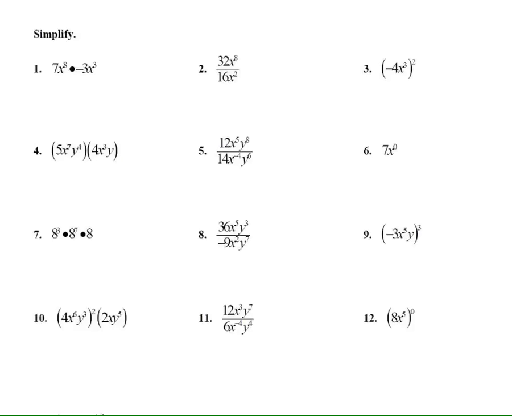And then some more simplifying. The difference with these ones is that a negative exponent will appear. You'll see that in a couple of the problems, so we'll refresh your memory on how to handle that. Number 1, though, 7x to the 8th times negative 3x to the 3rd.